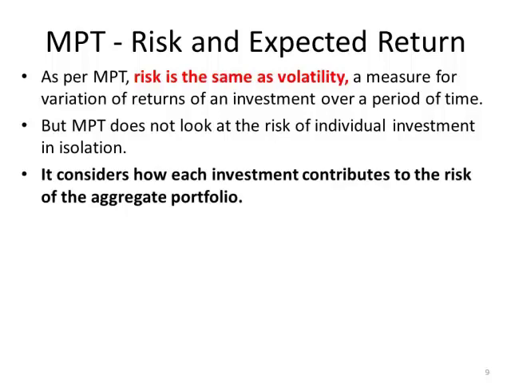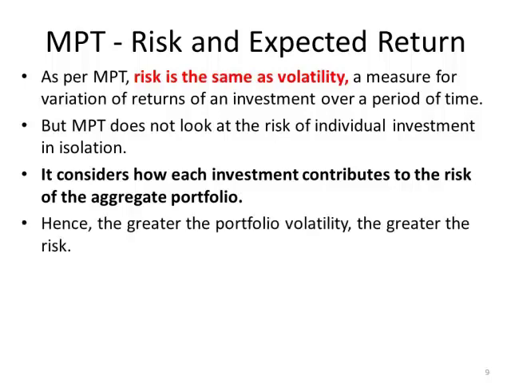So what this means in practice is that we consider how each investment contributes to the risk of the aggregate portfolio. Whenever we are evaluating an investment, what we're essentially going to do is look at how the addition of this stock impacts the expected return of my portfolio and the risk of my portfolio, right? So always we need to think of everything in the context of a portfolio. And typically the greater the portfolio volatility, the greater the risk, right? So if a stock increases the portfolio volatility, then we say that the risk has gone up.